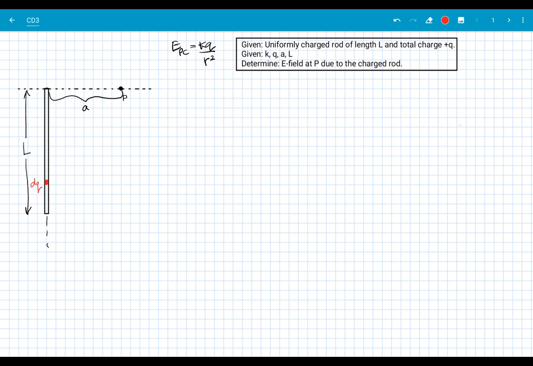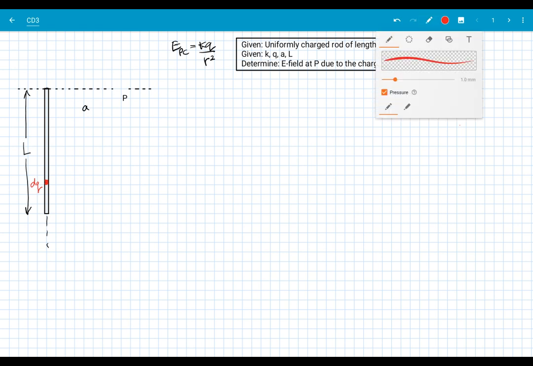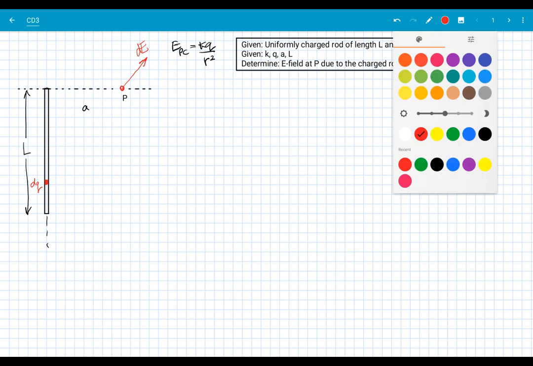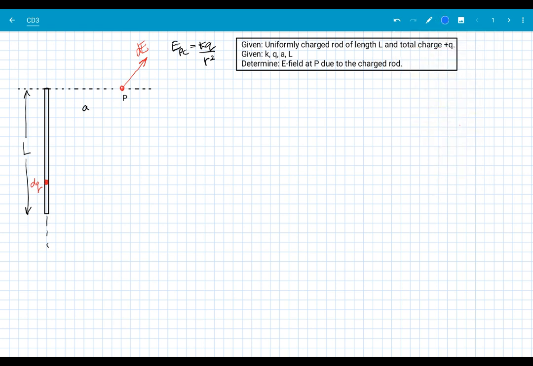The first thing I will do here is draw in my dE due to my dQ. As I look at your diagram and your work, your dQ and your dE should always relate to each other. So my dE, here's my point P up here, and my dE is going to be here in this direction. I'll draw in my R too. R is always the distance from my source charge to my point of interest. So this here is R.